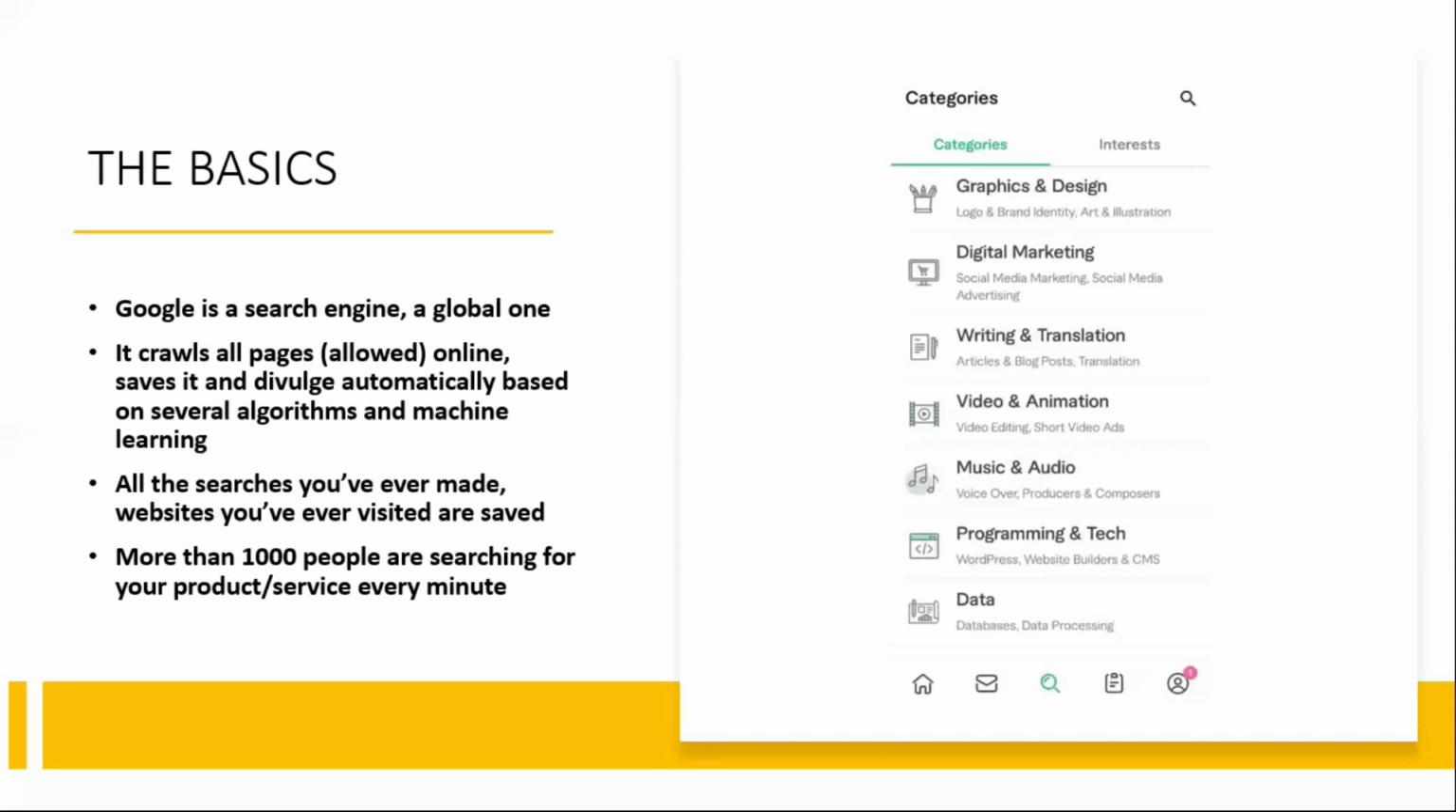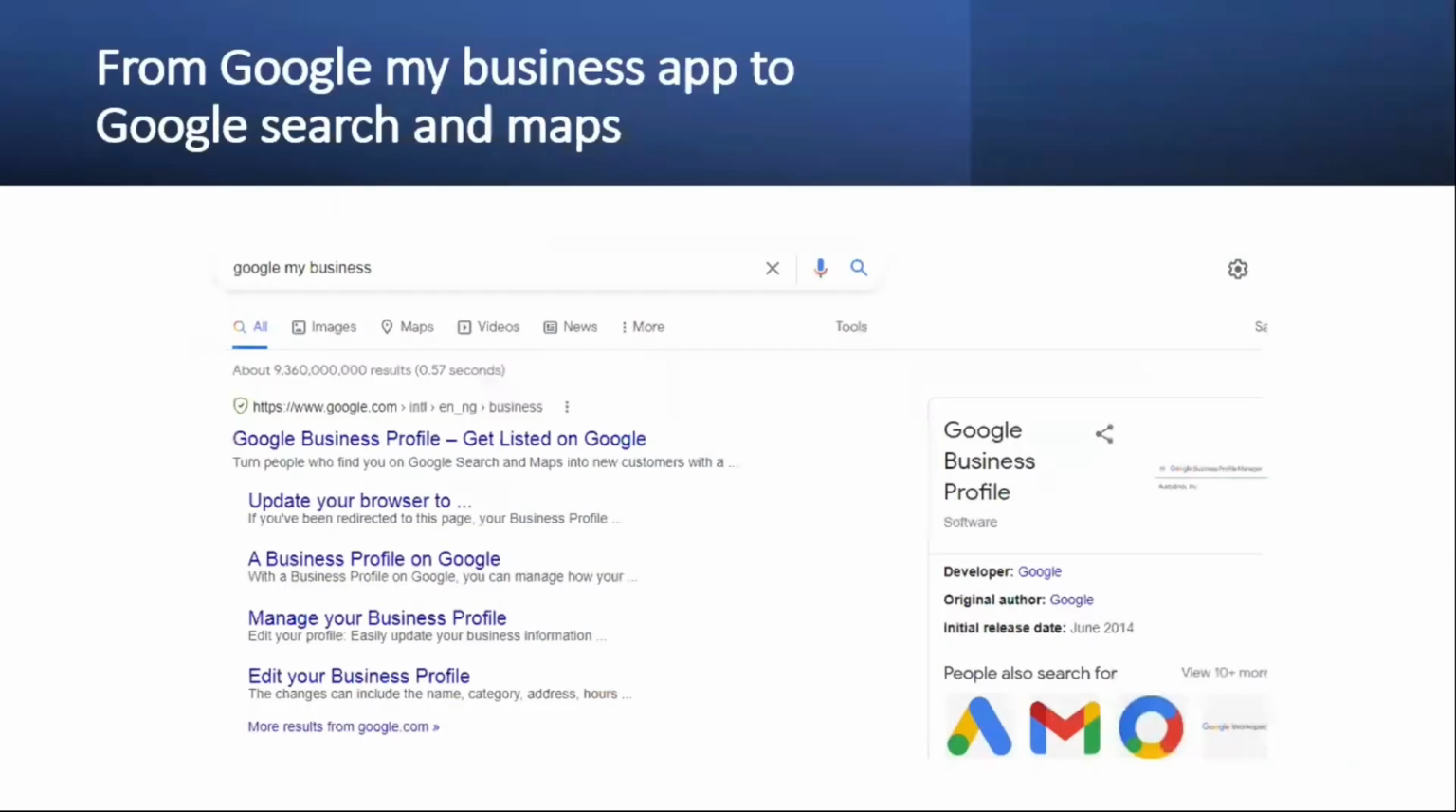And I also need to let you know that all the searches you have ever made at any point in time are all saved. Google ensures that it saves all the searches you have made so that the next time you make another visit, it will tell you you visited this particular website on this particular date. And I want to let you know that more than 1,000 people are making searches about your product every minute. I mean, people around you are making searches about your product. So you need to hype on this and ensure that you are able to get listed on Google.